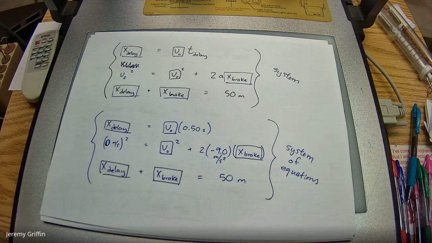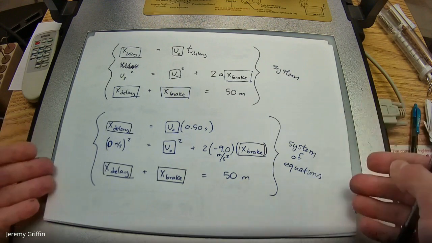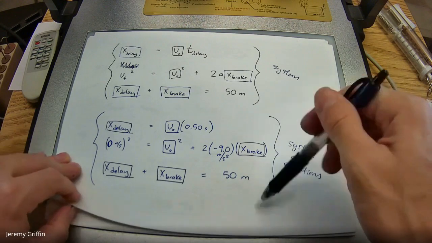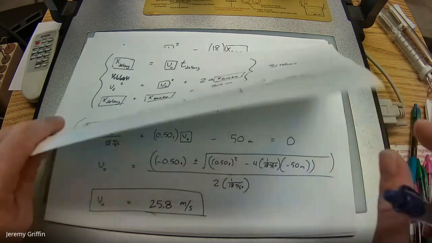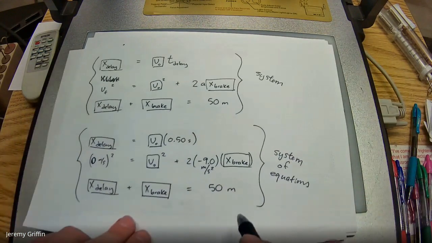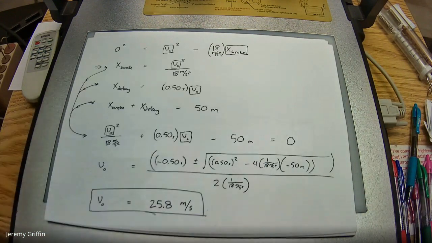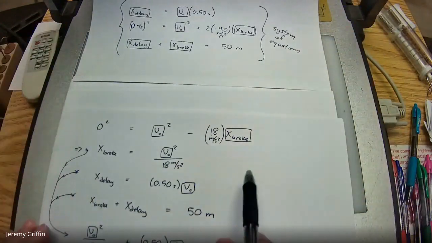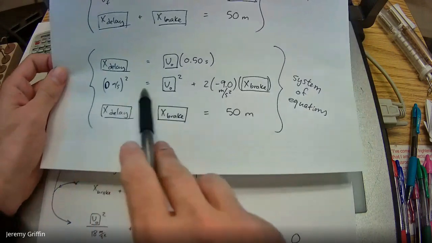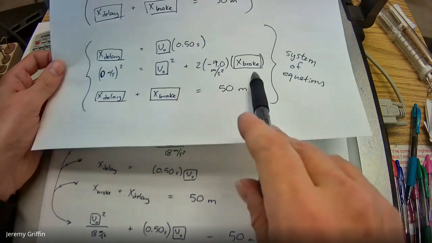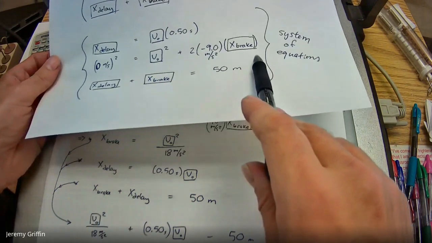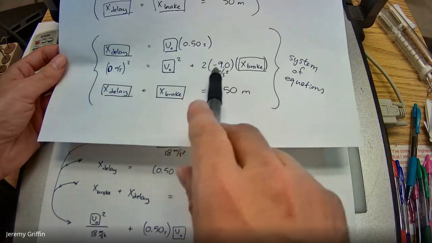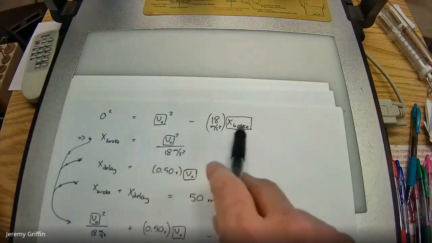At this point, the physics is done. If you got to this point, then you understand the physics. The rest of this is just, can you solve a system of equations? You might see that there's going to be a quadratic equation that comes out of this. The way I went about this, I took the second equation and rearranged it to solve for x brake: subtract v naught squared, divide by 2 times acceleration. So there you go.